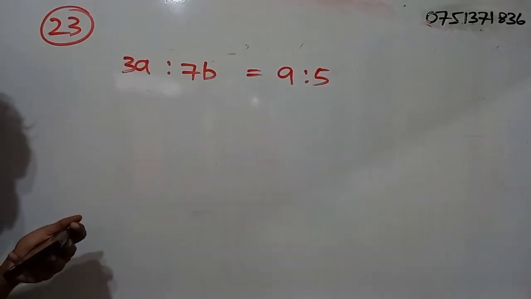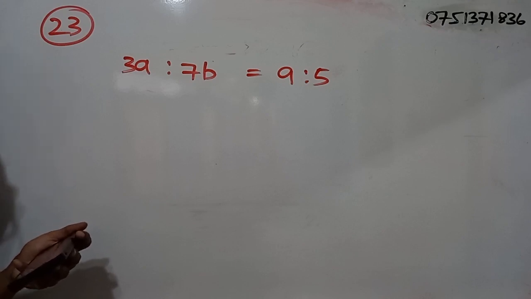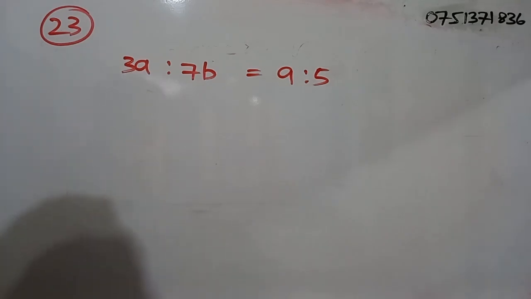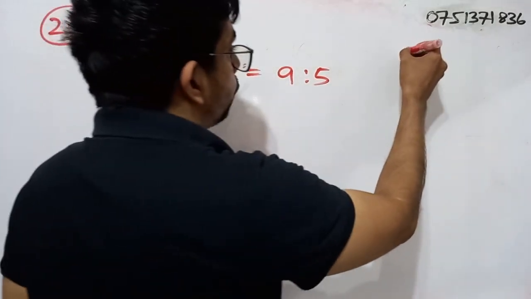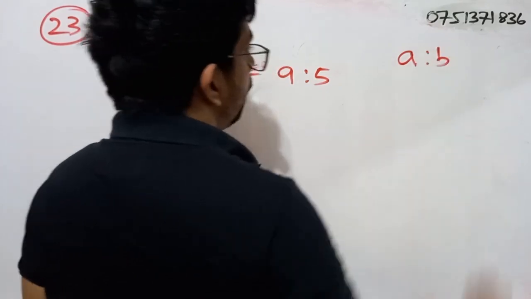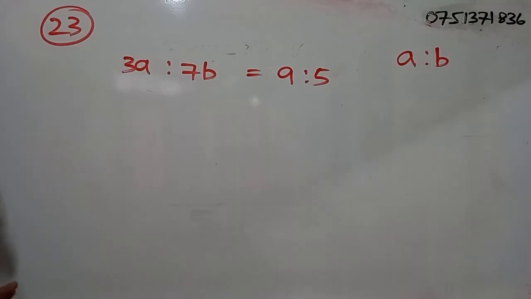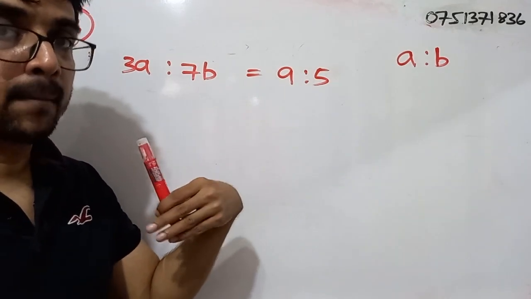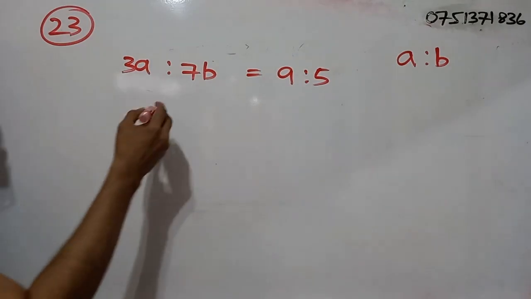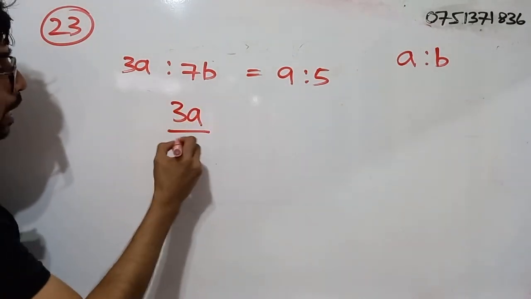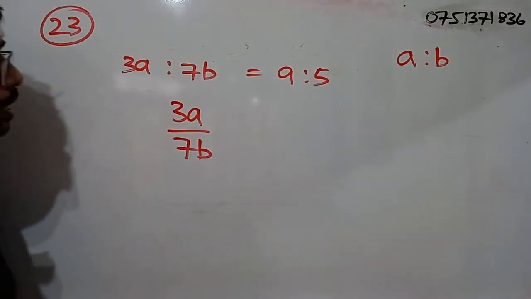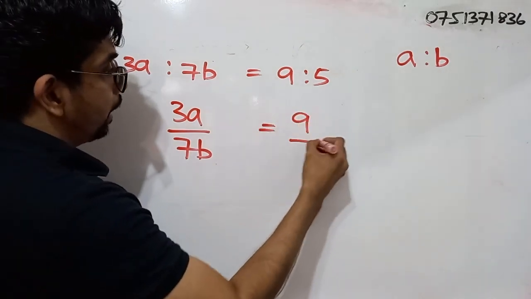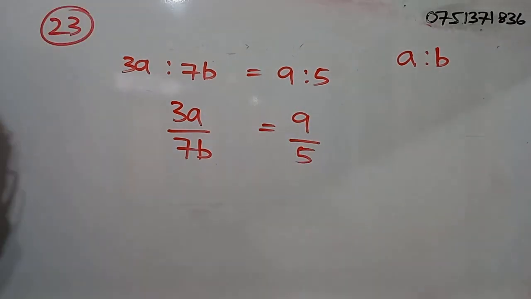Right. Question number 23. The ratio of 3a to 7b is 9 to 5. What is the ratio of a to b? So we need to find the ratio of a to b. First of all, we can rewrite these ratios as a fraction. The numerator will be 3a and the denominator will be 7b. Here the numerator will be 9 and the denominator will be 5.